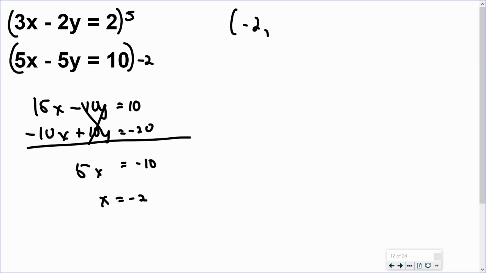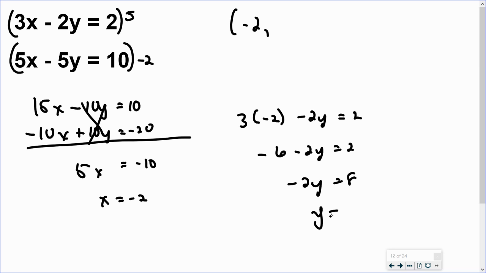Now pick. Where do you want to put this? Now, I believe in, keep it simple. So I'm going to put it into the smallest one. So 3 times negative 2 minus 2y is equal to 2. Negative 6 minus 2y is equal to 2. Negative 2y is equal to 8. Y is equal to negative 4. Great practice for algebra or solving equation skills here.